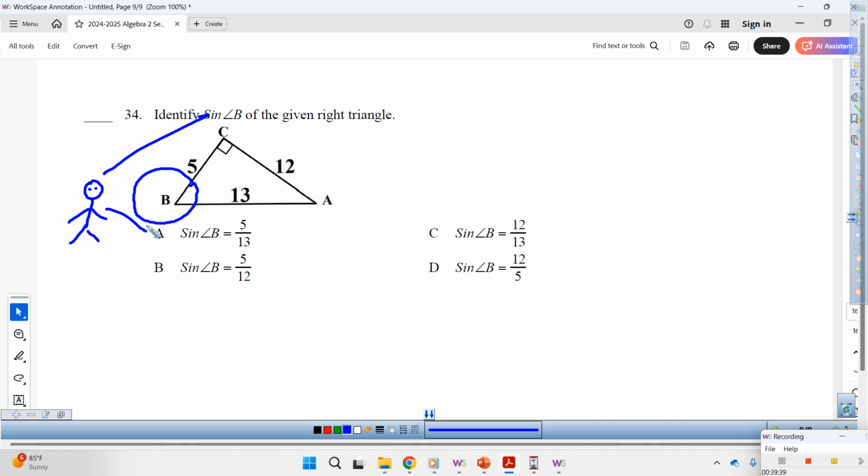So they want us to get sine of angle B. Sine of angle B is opposite over hypotenuse. So look at the triangle. Tell your neighbor which one is the hypotenuse. Which one is our hypotenuse? Yeah, the longest side, which is what? 13.